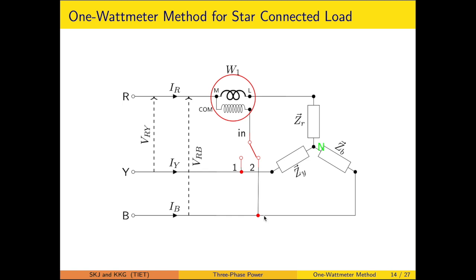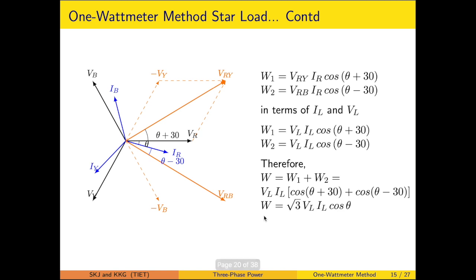Now the rest of the procedure is similar, so that is to be understood. We are measuring one common current IR and 2 voltage measurements. To mark VRY, we have to draw the negative voltage phasor of minus VYN, and then apply the law of parallelogram. So the 2 voltages VRN and minus VYN are added to yield VRY.